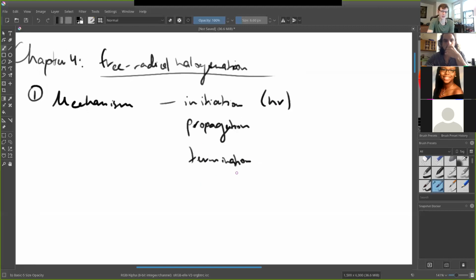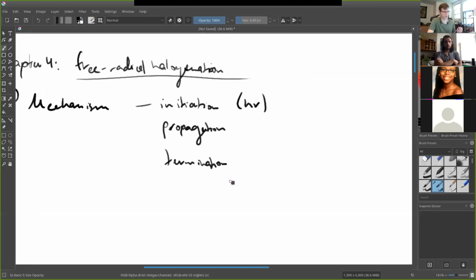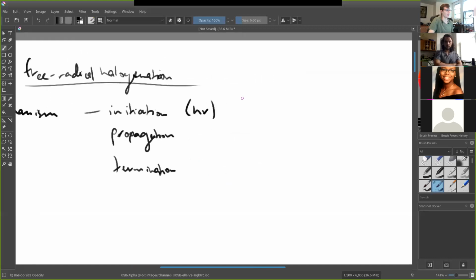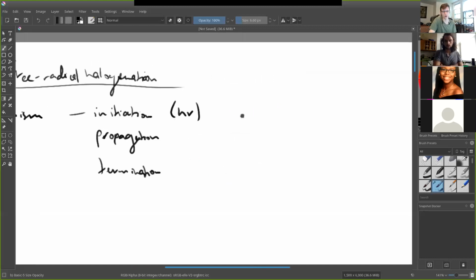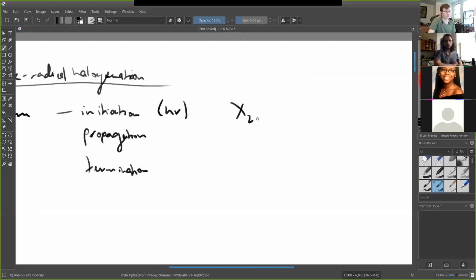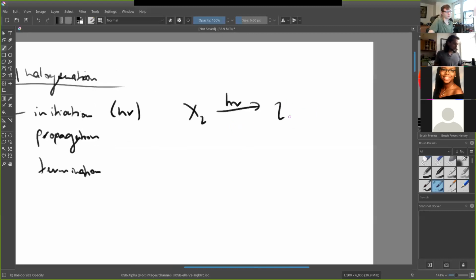Conceptually, the important part here is that with initiation, you start with something that's not a radical. In particular, you start with something that's held together, and then with light, it gets split into 2 radicals. So you go from 0 radicals to 2 radicals.